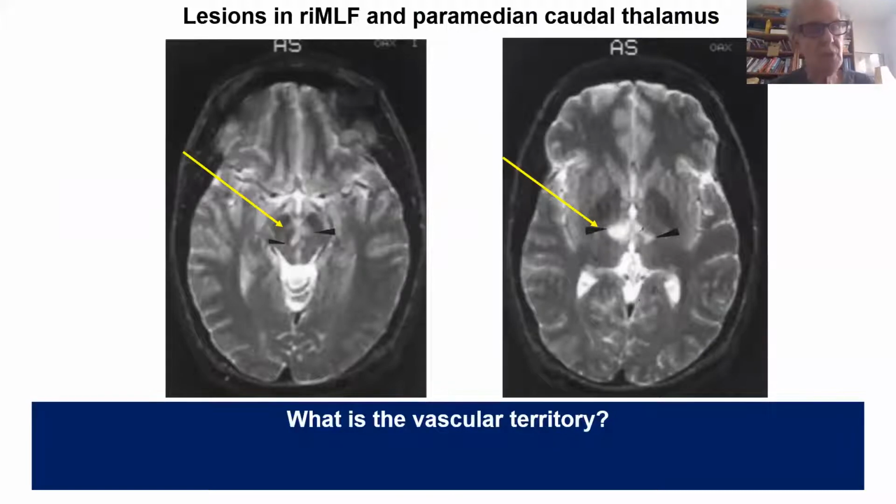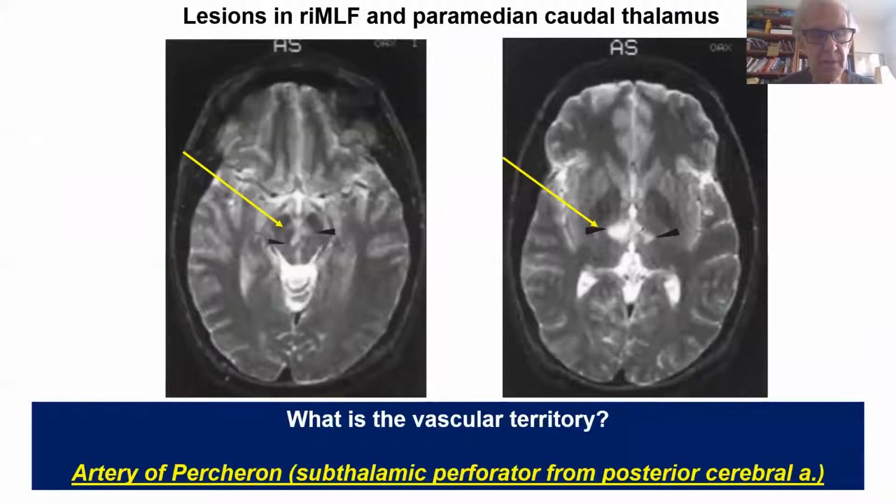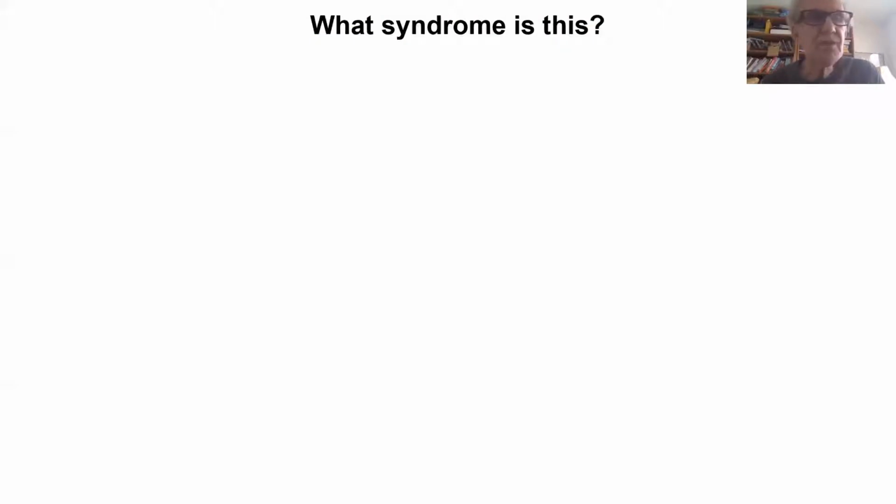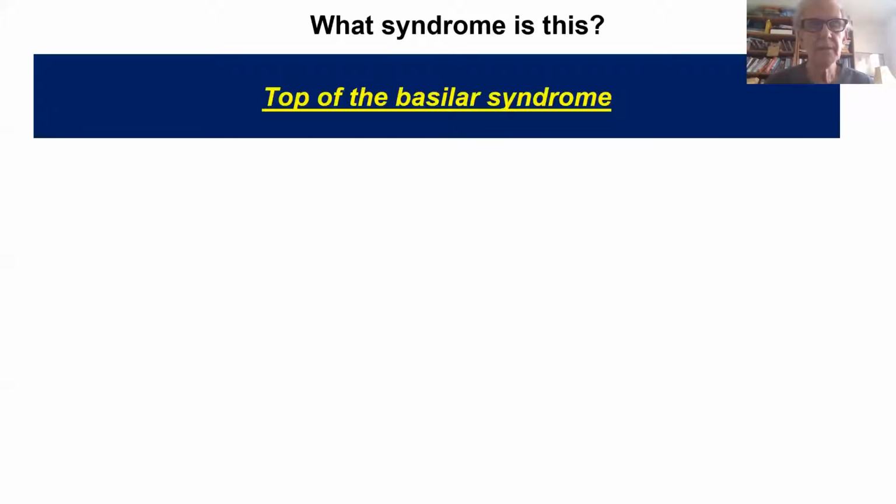What's the vascular territory? You stroke neurologists should know this. The artery of Percheron, a subthalamic perforator from the posterior cerebral artery. Here it is, coming off usually one side, but supplying both sides of the midline. What's the name of this syndrome? A man comes in with a vertical gaze problem, some confusion, sudden onset. It's the top of the basilar syndrome.